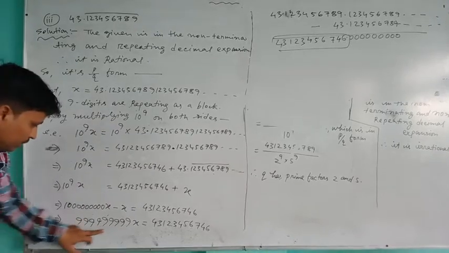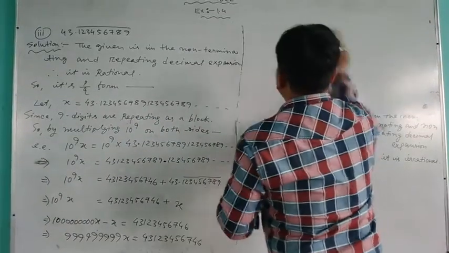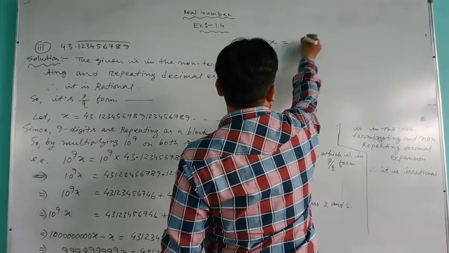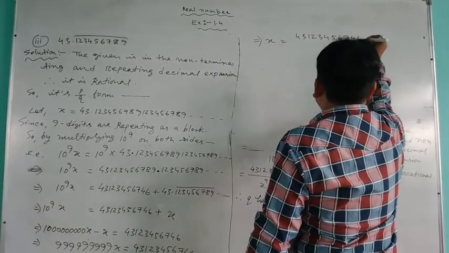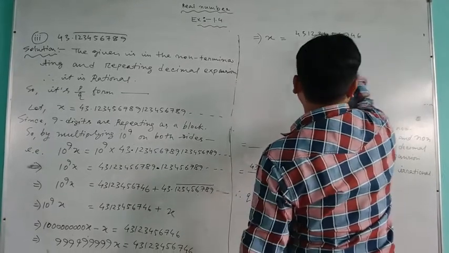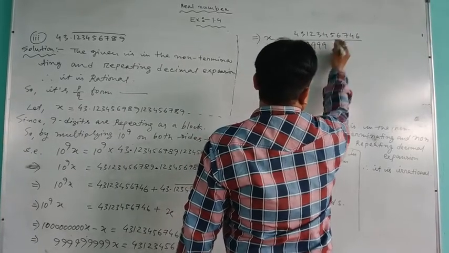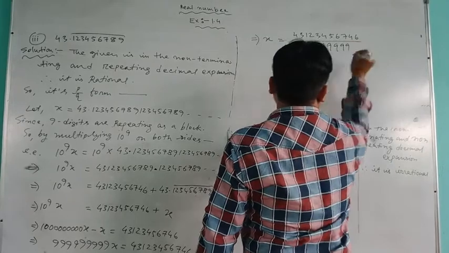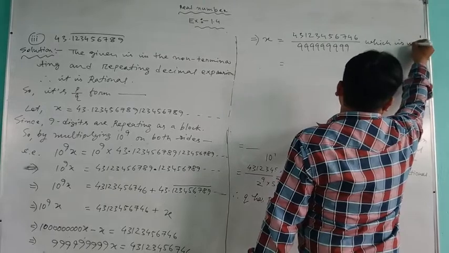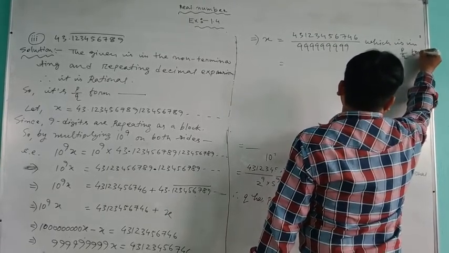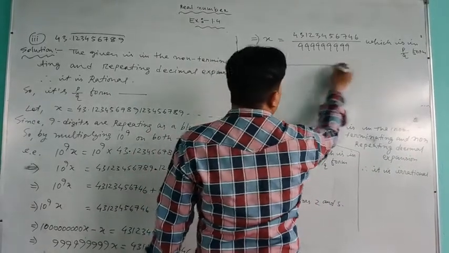Now shift this part, 999999999, nine 9s, to the right side. So x equals 43123456746 divided by 999999999. This is in p by q form. Now you have to say something about the denominator q.